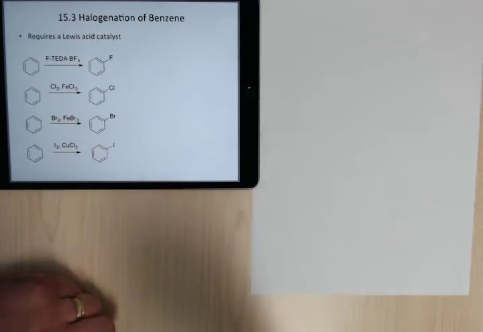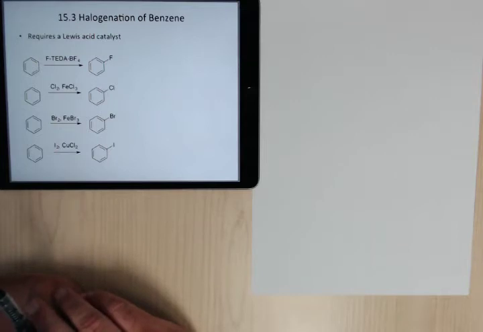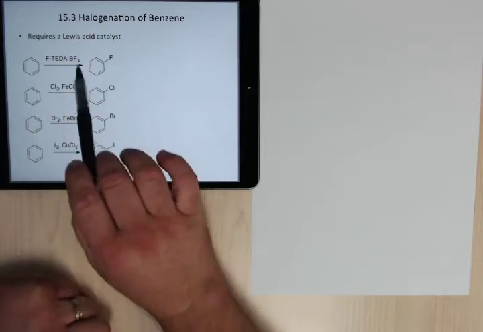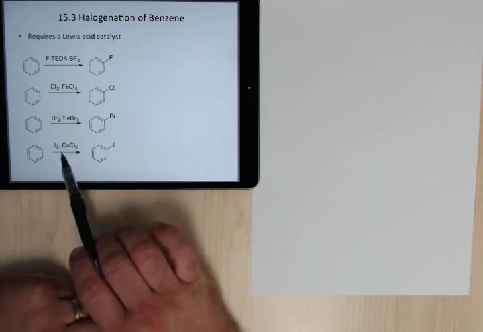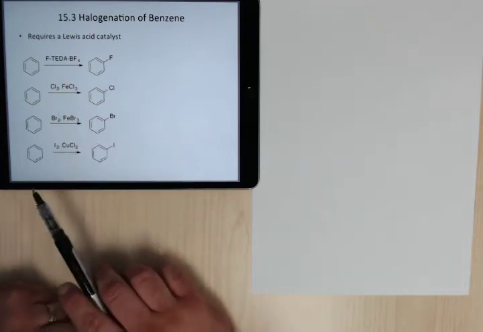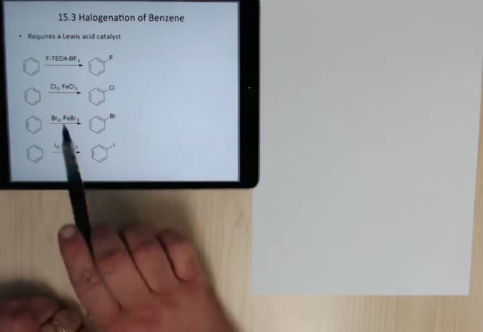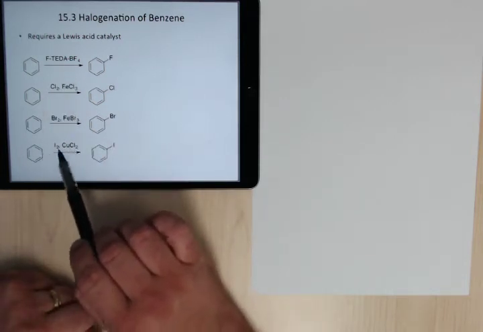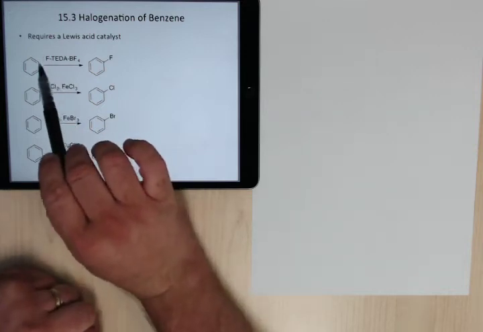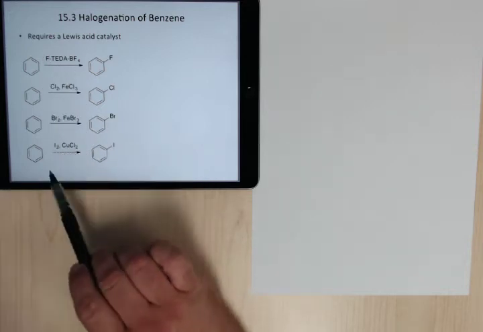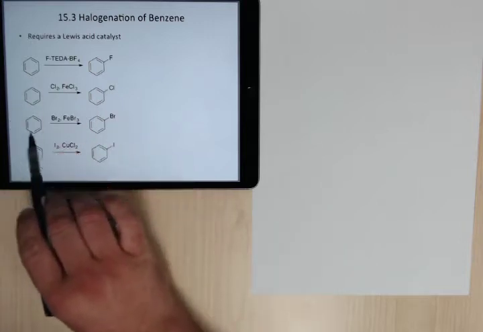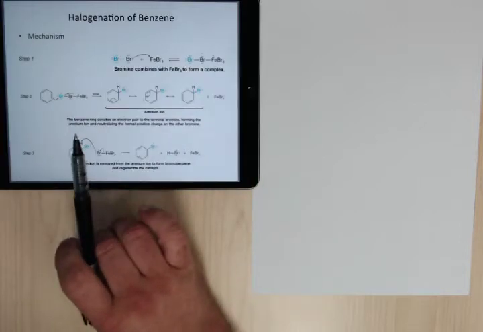To do this, almost invariably we're going to need some sort of catalyst. Usually what we focus on is chlorine and bromine. Fluorine and iodine are going to need slightly different ways of doing it, but it's essentially the same mechanism. For iodine you need I plus, and for fluorine F plus, or I2 with copper chloride. But we'll focus on the mechanism for bromine first.